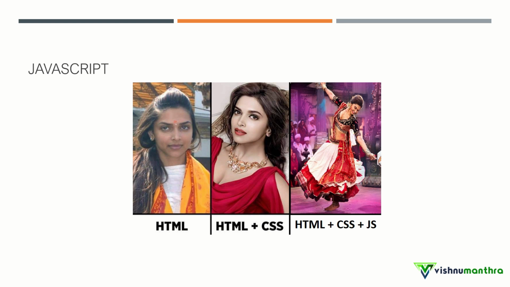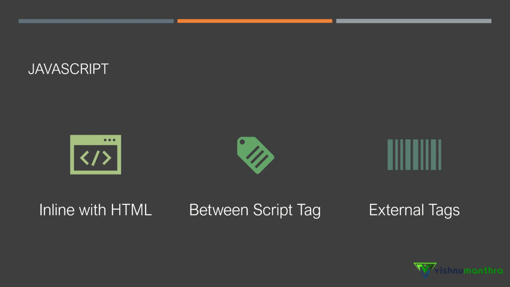Okay, now we can see some examples of JavaScript. As we saw in CSS, it can also be defined in three different ways. One is in line with the HTML, the second is between the script tags, and the third is as an external file. So let's quickly look into all of this.